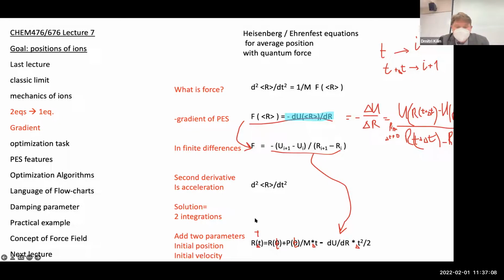Then, instead of using the prediction of the position at next time, we need the increment in the position. And then we need to take this r of t back to the left side. So we need to subtract r of t: r of t plus delta t minus r of t. And it will be equal to this velocity over mass times delta t and this gradient over delta t squared.